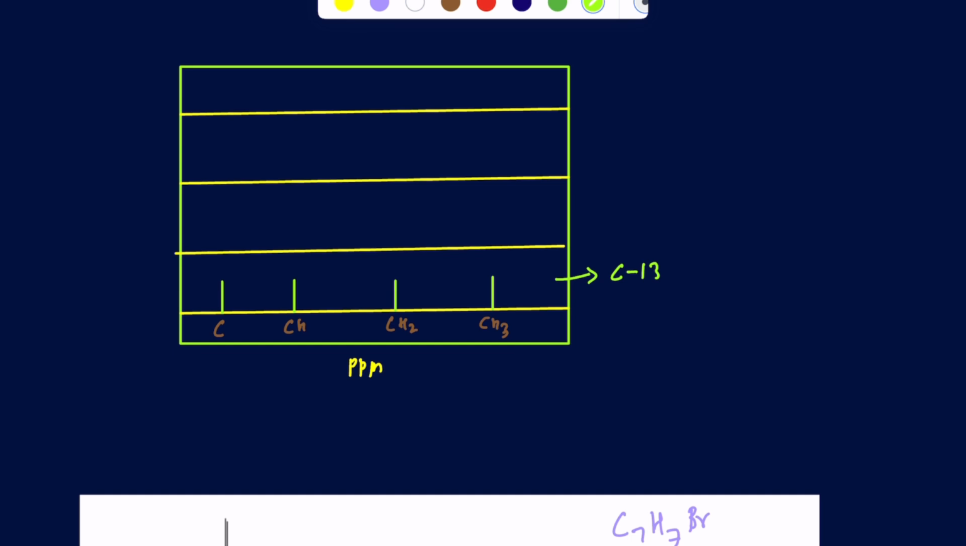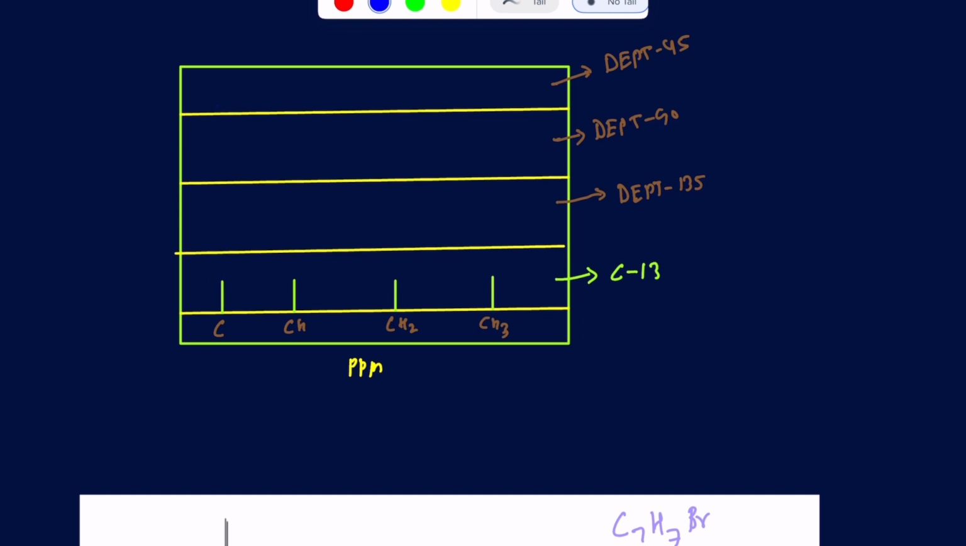But then when you start going to the other ones, suppose I go to DEPT 135, or I'm just going to write down DEPT 90 here, and this is going to be DEPT 45. So the carbon that's by itself is only going to show up in the regular carbon-13 NMR. It's not going to show up in 135 or 90 or 45. So you're not going to see that anywhere.